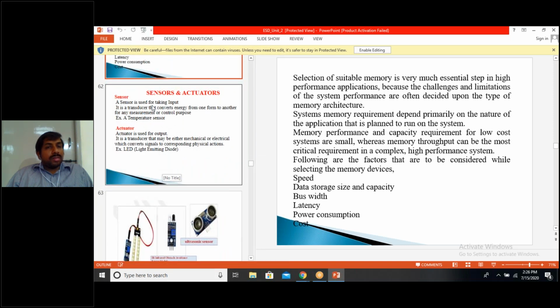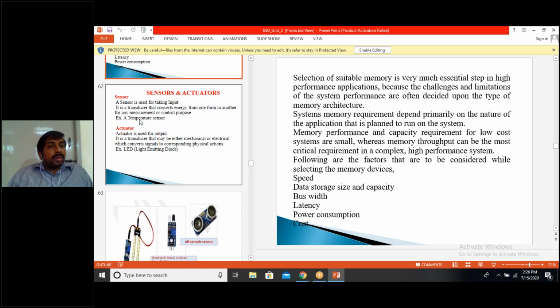Coming to sensors and actuators. Your embedded system has a sensor on its input side and an actuator on its output side. A sensor is used for taking input, and it is a transducer. It converts energy from one form to another. If you consider the temperature sensor, it detects the temperature as its input, and as output it generates an electrical signal to be given to an A to D converter. This A to D converter converts the electrical pulses into digital ones.